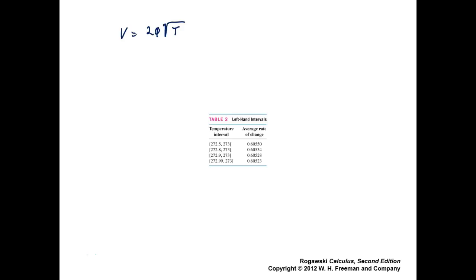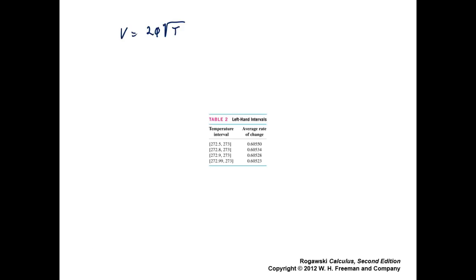So the approximate speed of sound is found in air. This is the velocity anyway. The 20 has to have some units to it, meters per second per square root of Kelvin.